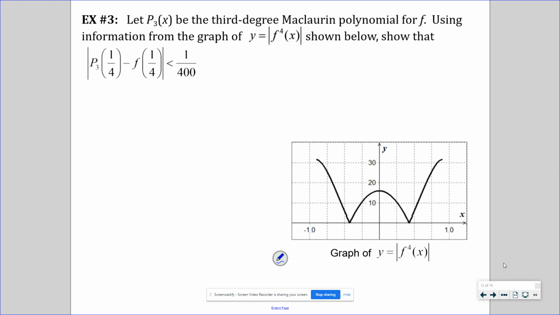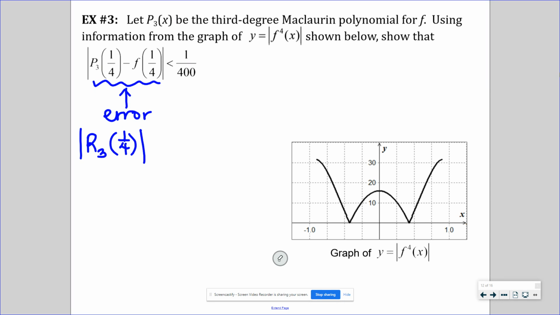Here's the third type of problem. The third type of problem says, let P sub 3 be a 3rd degree Maclaurin polynomial for f. Using information from the graph of the 4th derivative, show that the absolute value of P sub 3 minus f is less than 1 over 400. Well, this whole thing here is just the equation for how to find the error. The estimation minus the actual value is what we call the error, or the absolute value of the remainder. So that's what they're asking us to do when they write it that way.